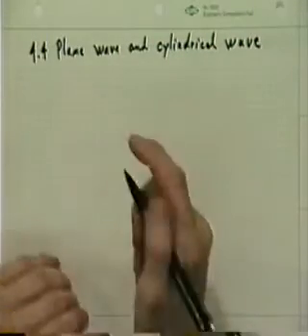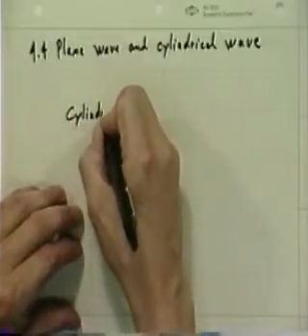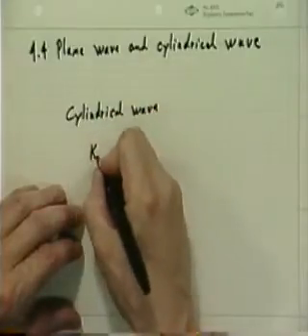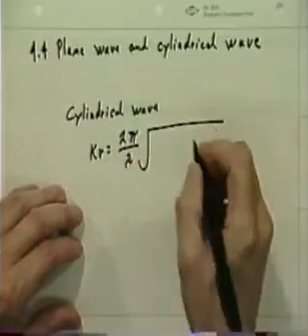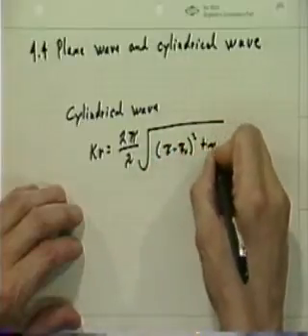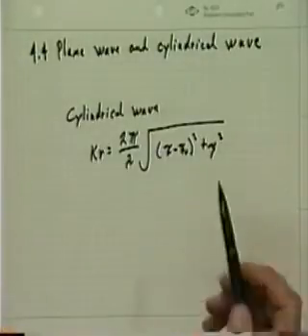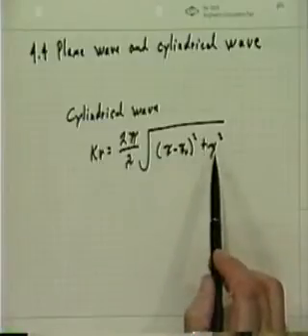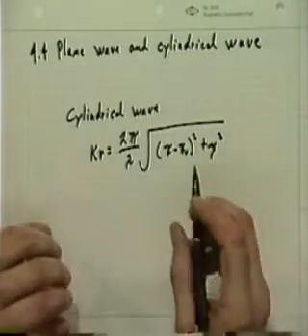Okay. And so for the cylinder, what we're going to have is that Kr, 2 pi over lambda again, times the square root of x minus x naught squared plus y squared. So, I mean, it's like a cylinder, and we will have no dependence on z in this case. So it's the same as what we had before when we had spherical, except no z dependence.